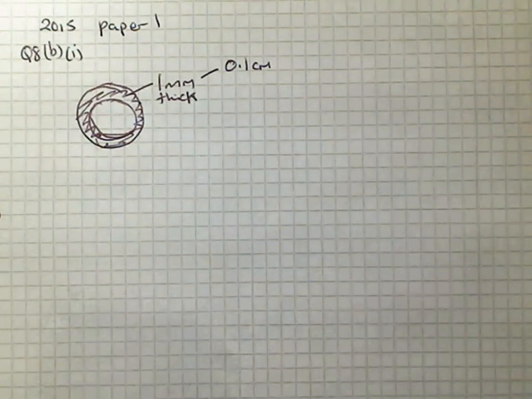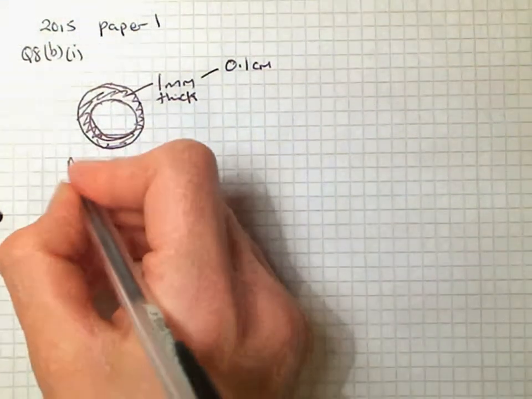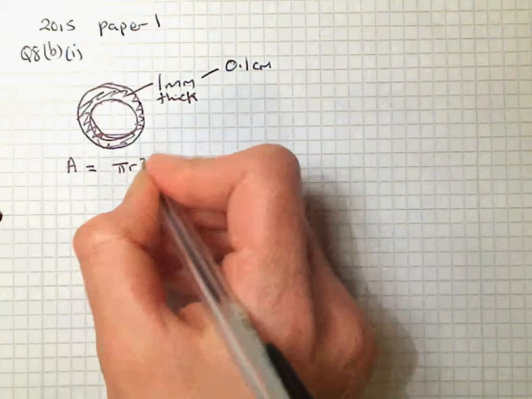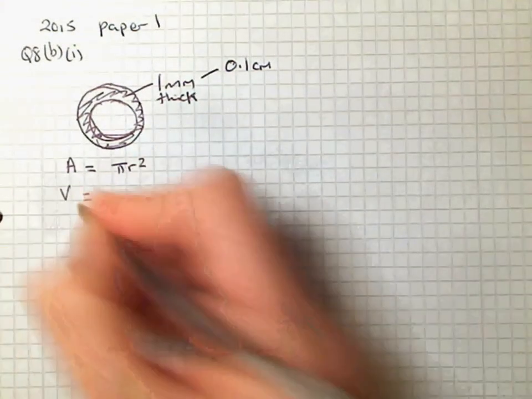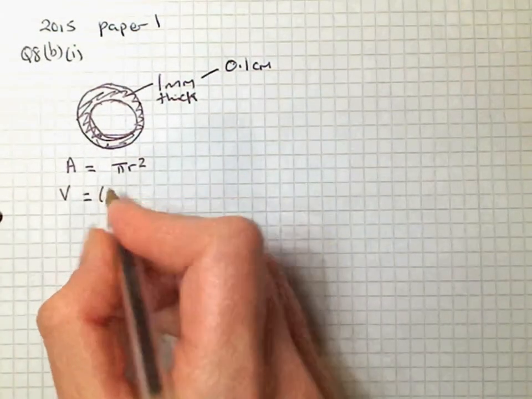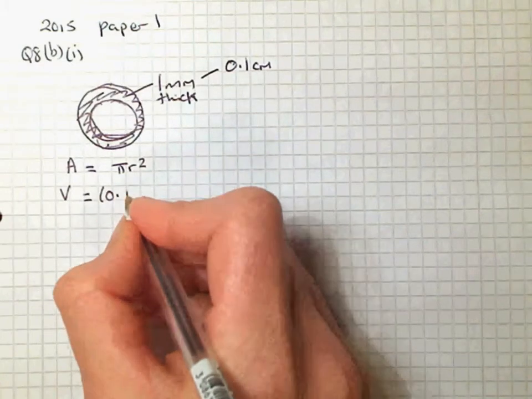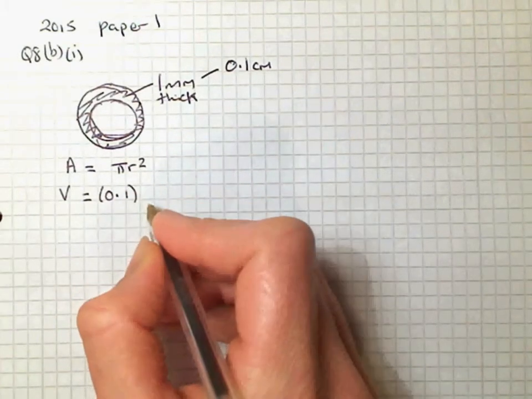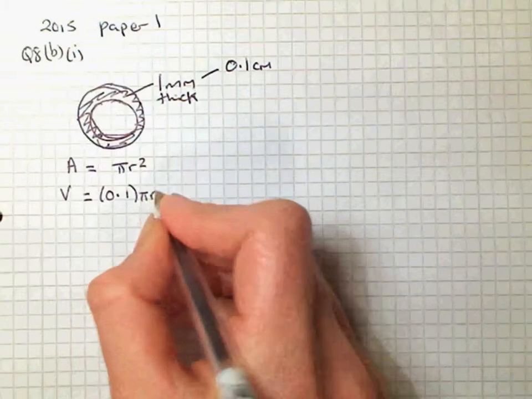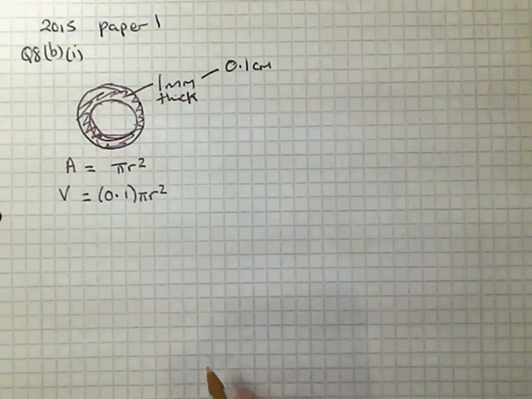So back to the question, we're asked about the volume. So first of all, it's a circle. So the area of a circle is pi r squared. And to get the volume, you just multiply your area by the thickness or the height, which is 0.1 centimeters. So it's that by pi r squared.